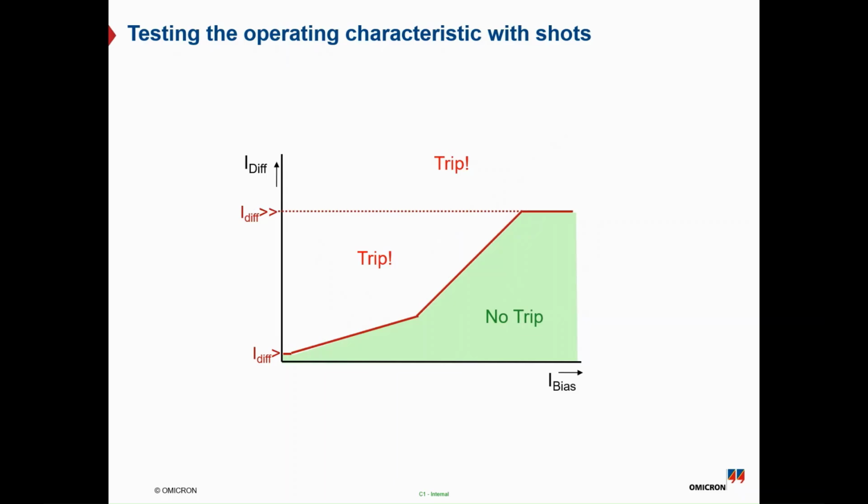So speaking about the shot test, this test with specific shots in the IDIF and IBIAS plane is used to verify the tolerance defined by the manufacturer. As you can see here, we can define some shots in the blocking zone and also define some shots in the operating zone or tripping zone, to check how the relay differentiates between the blocking and the tripping zone.